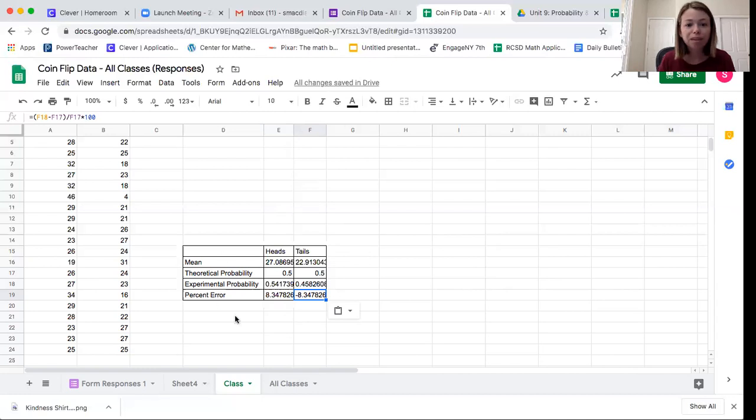Okay, so it seems like the more sets of data we have, the closer to the theoretical probability we're getting. That percent error is getting smaller. So now let's look at all the classes together.